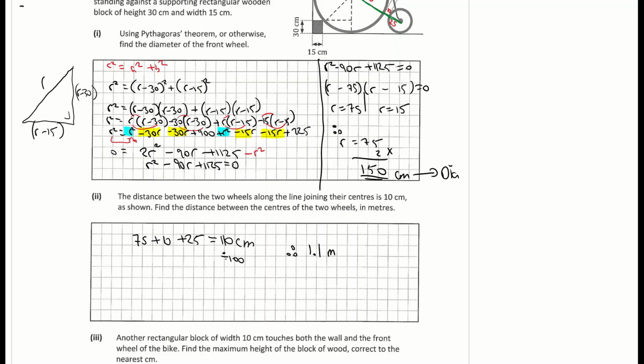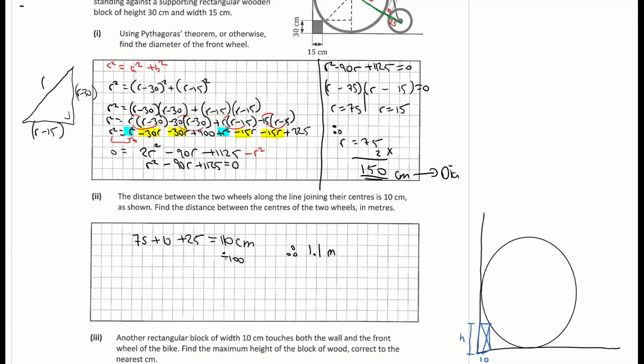So the final part 3: another rectangular block of which 10 centimeters touches both the wall and the front wheel of the bike. Find the maximum height of the block of wood correct to the nearest centimeter. So I'm just sketching what that would look like. So I have my wall and my front wheel. I now have a block here that I'm going to just draw in. That's my timber block. And it's telling me that the width of that timber block is 10 centimeters. They want me to calculate the height of this block.